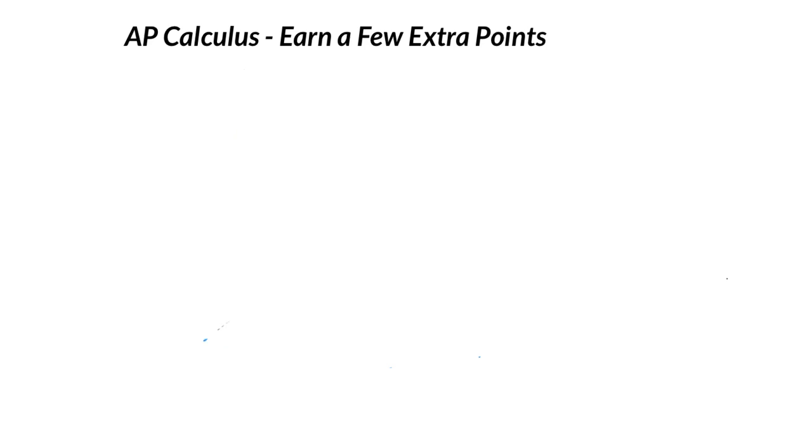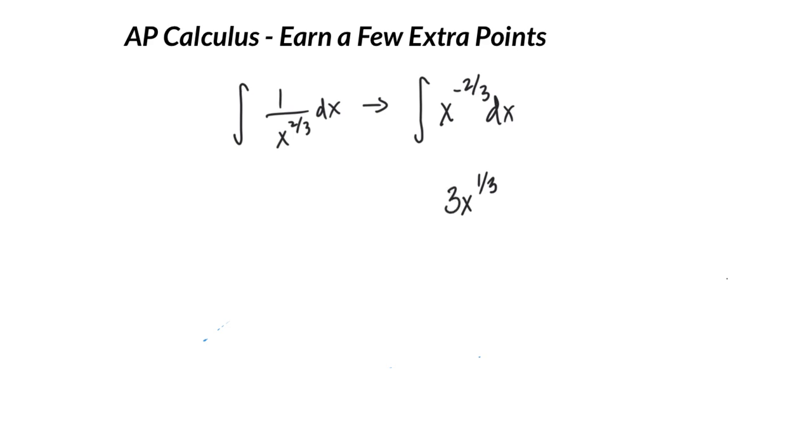This is for both AB and BC. Don't forget to rewrite your integrals with negative exponents like this. And then don't accidentally go in the wrong direction on your power rule. Remember, when we're doing the antiderivative, we increase 1. So from -2/3, it goes to +1/3. And then we divide by 1/3, same as multiplying by 3. Rewrite with negative exponents. And then be very careful that you are increasing by 1 when you do the antiderivative.